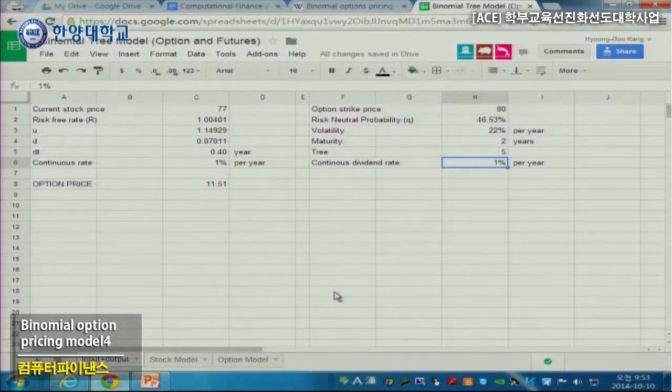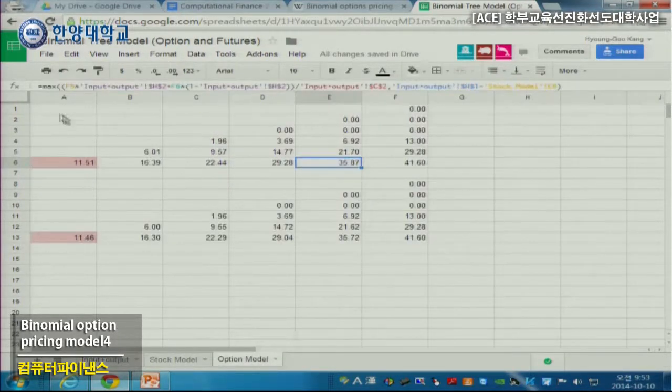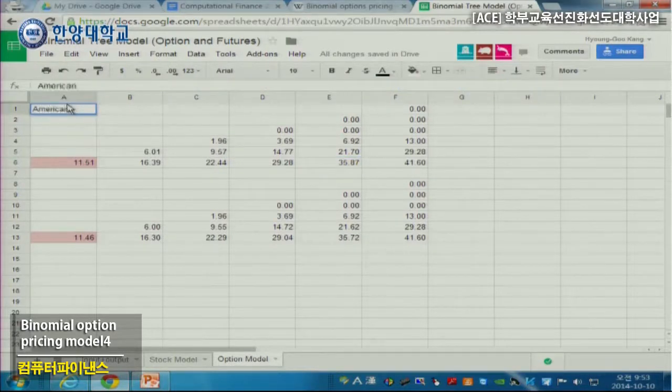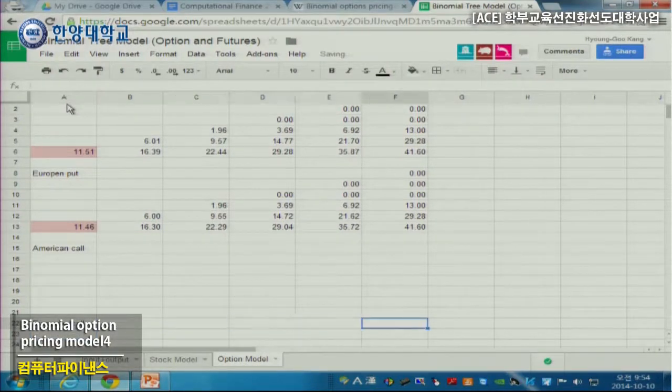Okay, so this is the put option. This is the American put. This is the European put. And then let's say the American call, American call, and then European. Okay, so let's start from the European call. So the European call is exercise.